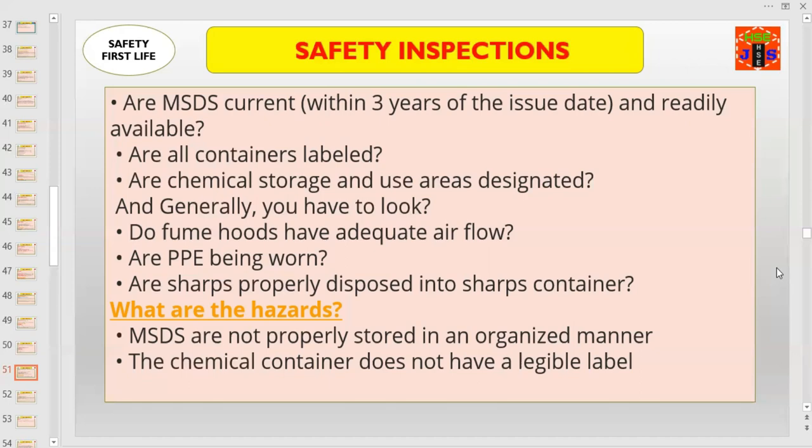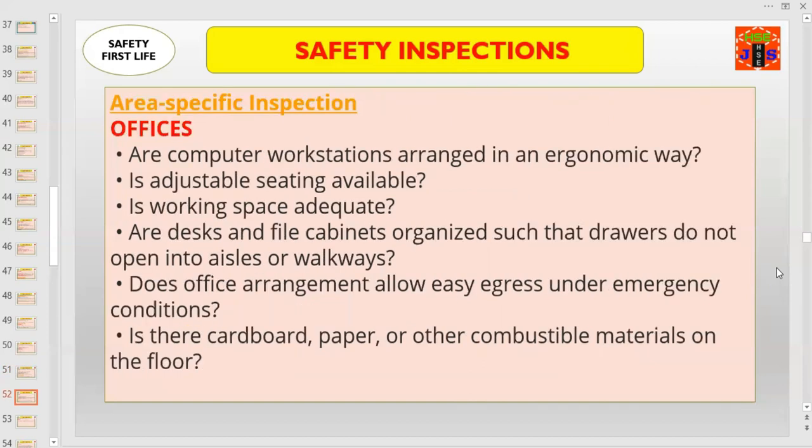If not, what are the hazards? Maybe the SDS, safety data sheets, are not properly arranged, organized, and available in the storage area. Maybe the chemical container doesn't have a legible label. After completing the laboratory, now you are in the office.